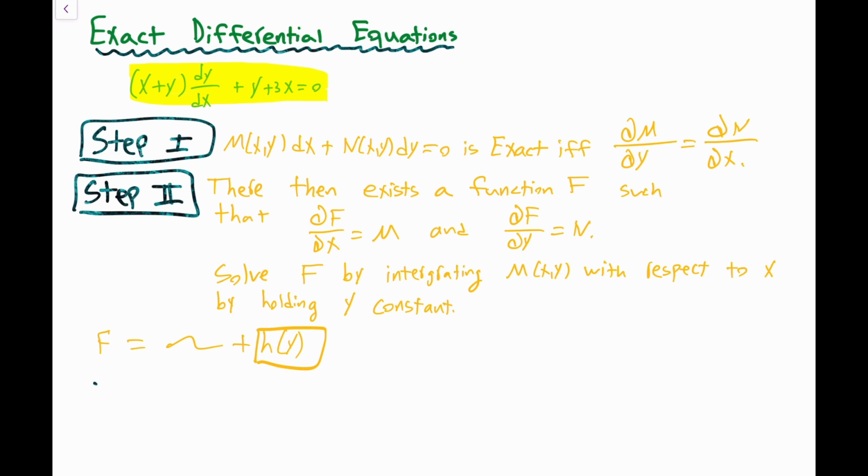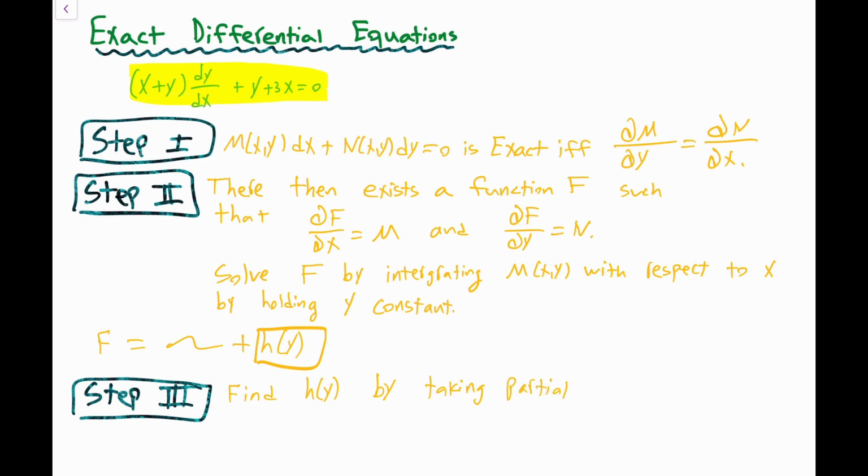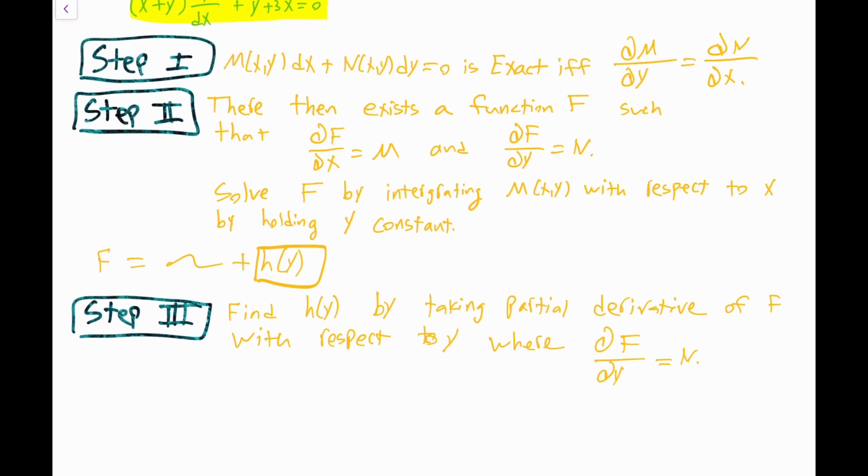So step 3, find h of y by taking the partial derivative of f with respect to y, where the partial of f with respect to y is equal to N. And so you will get your h of y, and then you will have, as a result, that f equals something, but that is equal to a constant, a level curve, and that is the solution.